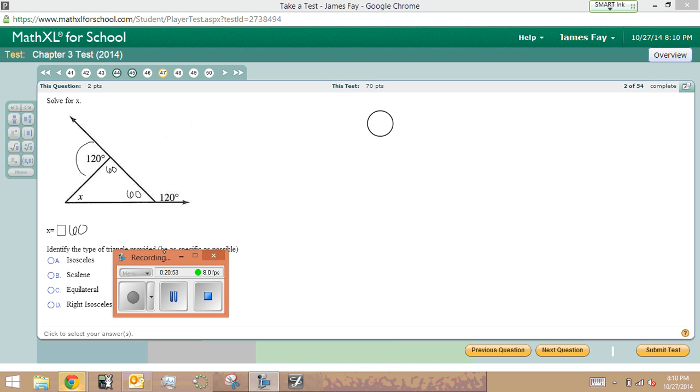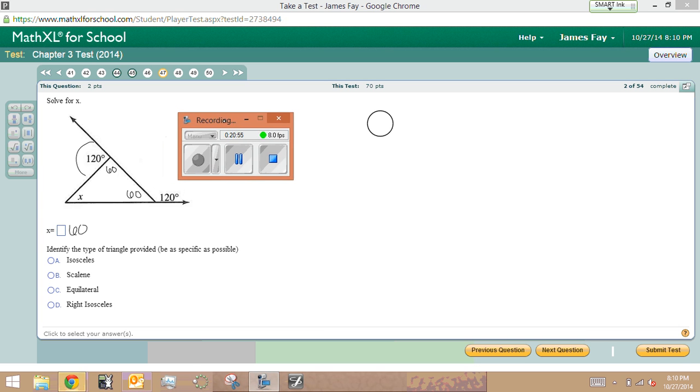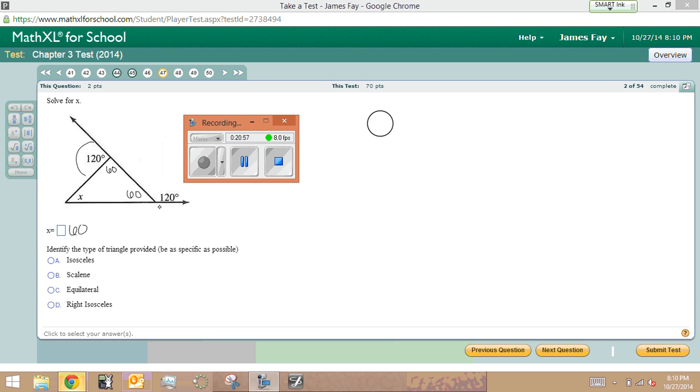All right. Now it says identify the type of triangle provided and be as specific as possible. Okay. It does end up being isosceles, but we don't know enough. We haven't shown you enough to make that argument. And if we did choose isosceles, there's still a better answer. It's not scalene because we don't know anything about the sides. So then it obviously has to be equilateral.